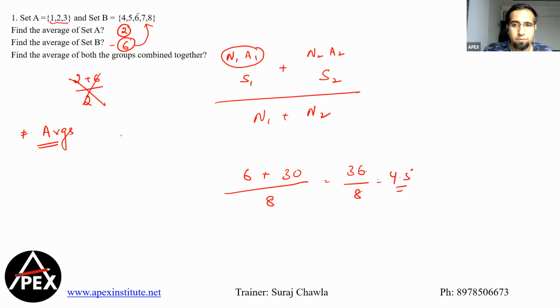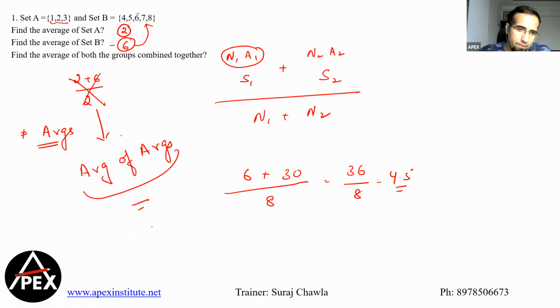Is this point clear with all of us? 4 can never be the answer. Now, what is 4, guys? This is average of averages. The question did not ask you average of averages. The question asked you weighted average or combined average. Is it clear?